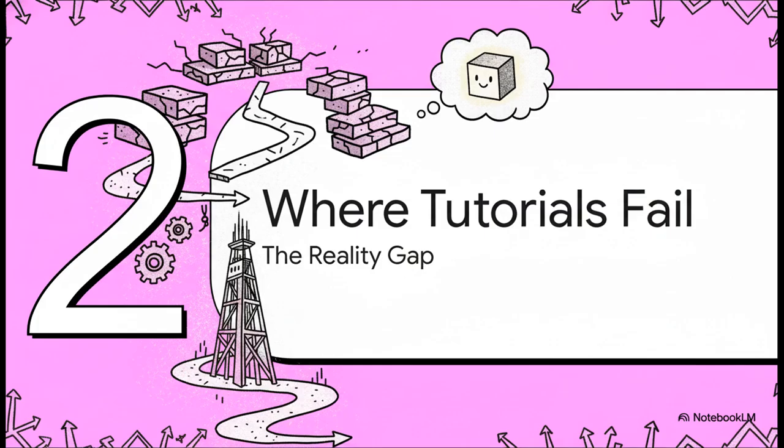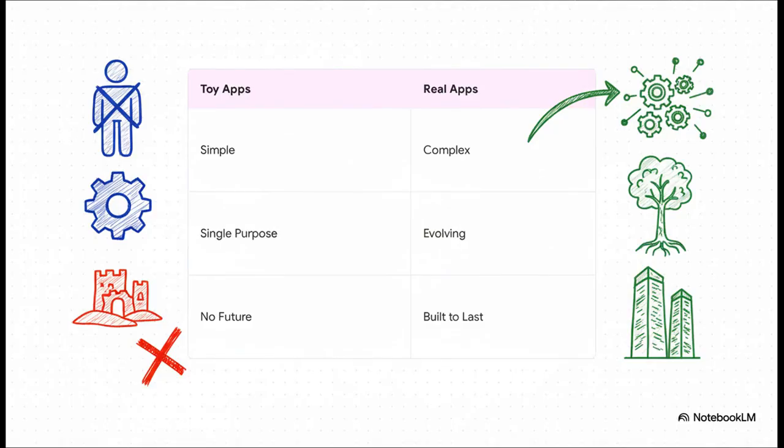Let's dig into that. Okay, so here's the fundamental disconnect. The tutorials we all follow, they teach us how to build toy apps. You know, simple, single-purpose projects that you build once and then throw away. But the apps we build for a living, those are real apps. They're complex, they are constantly changing, and they're meant to last for years. The rules for one just don't apply to the other.